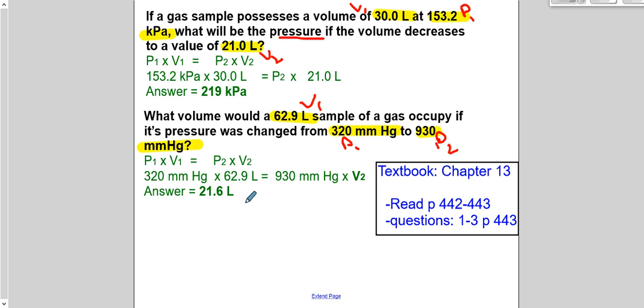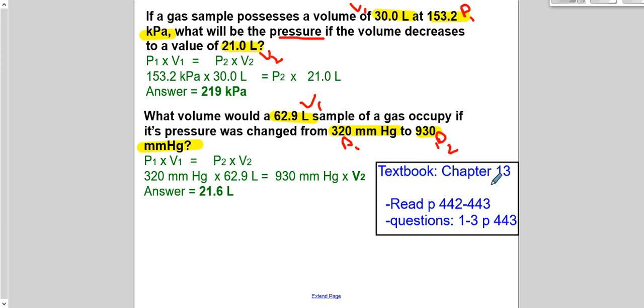You guys, these answers should make sense. My pressure went up by about 3 times, so I'd expect my volume to go down by about 3 times, and it does. In the first example, my volume went down just a little bit, so I'd expect my pressure to go up just a little bit. If your answer doesn't make sense, you've probably done something wrong. And these answers should always make sense if we stop to think about it.